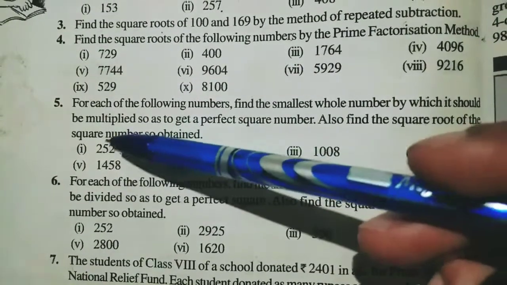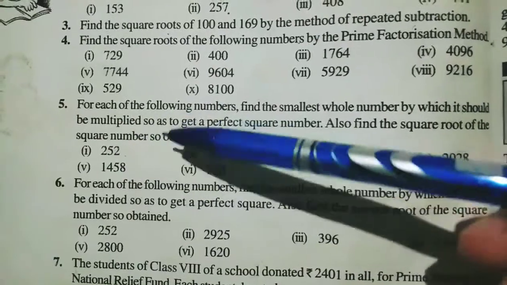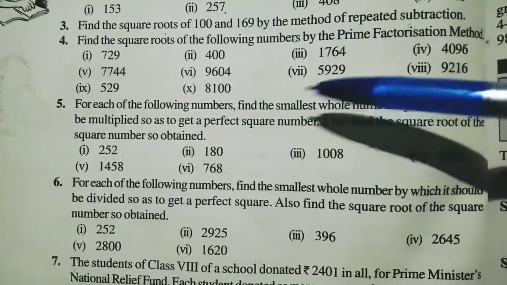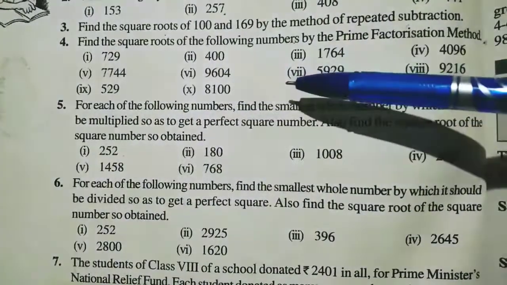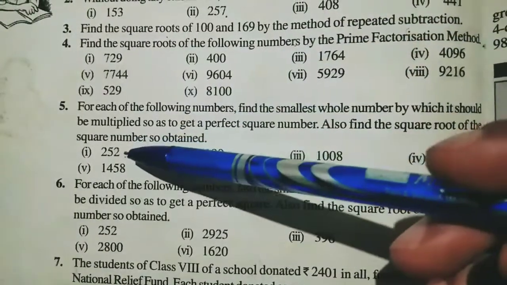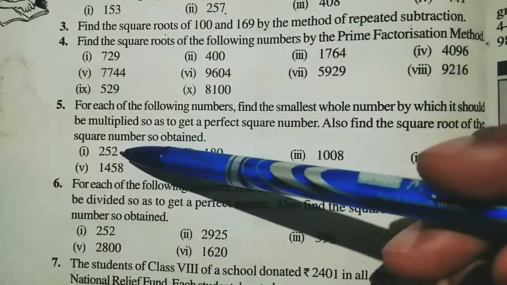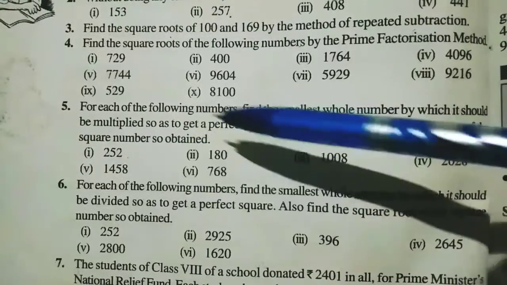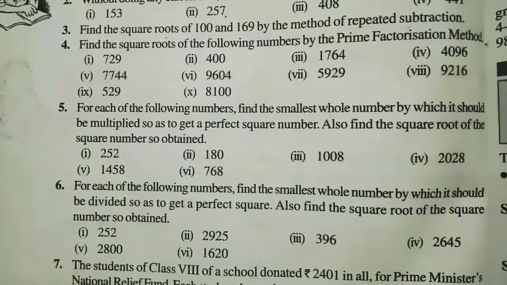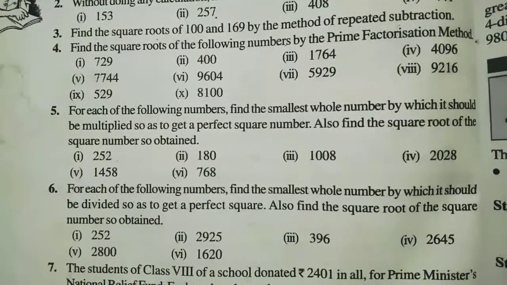Okay, so how to make this number a perfect square? So you have to find the smallest whole number. That means by which smallest whole number you will multiply this number so that it will become a perfect square number. Understood? This is the concept of this question.